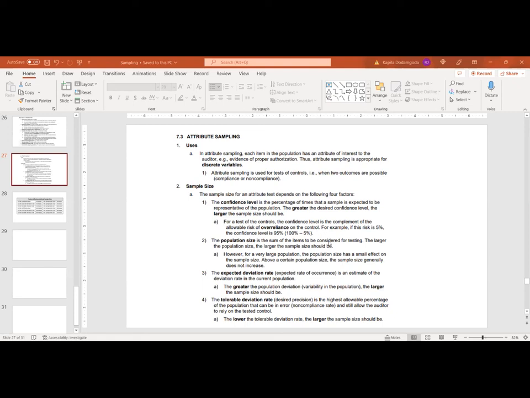Okay. Number 2, when you take the population, the larger the population size, the larger the sample size should be. The bigger the population, the bigger the sample should be. If it is a population of 100 items and you are going to pick a sample, versus 1,000 as the size of the population, or 100,000 as the population, the bigger the population, the bigger the sample should be.